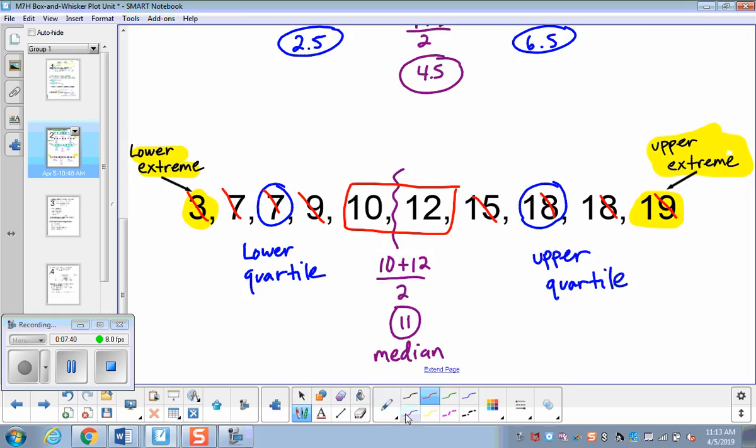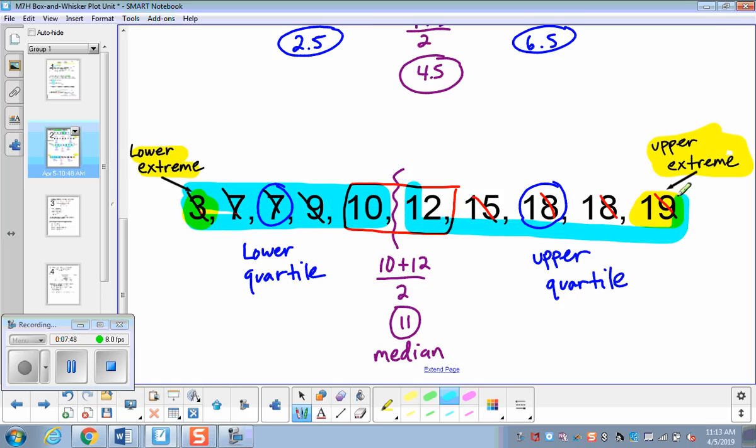So now I have over here this data set, and then I have over here this data set. And if the data set is large enough, like this one, now when you're trying to find the quartiles, you'll have a number in the middle.